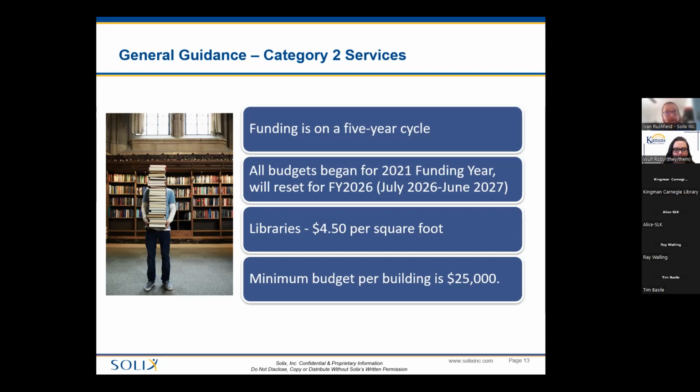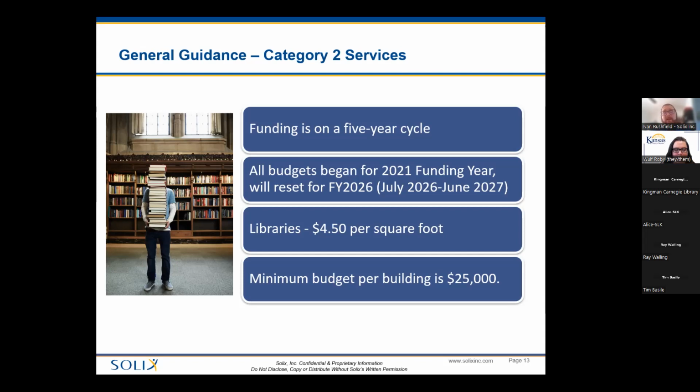But the minimum you'll get per building is $25,000. It used to be that each building had its own budget, but now they just combine all of the libraries in your system under one budget. You can put the money to whatever uses you need to across all of your libraries. But the least you'll get is $25,000 per library.